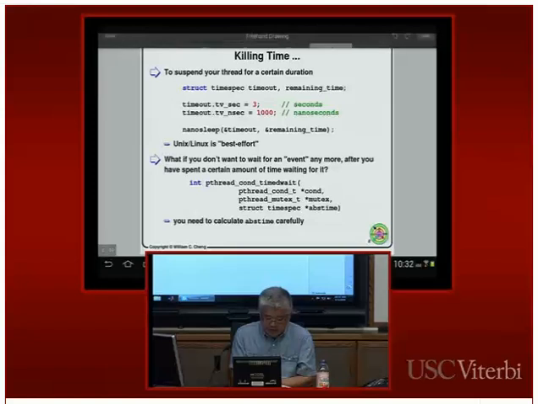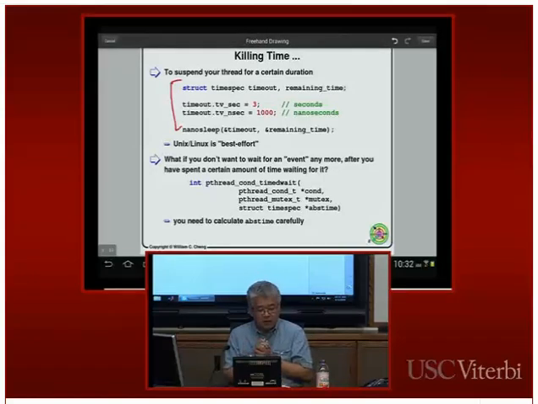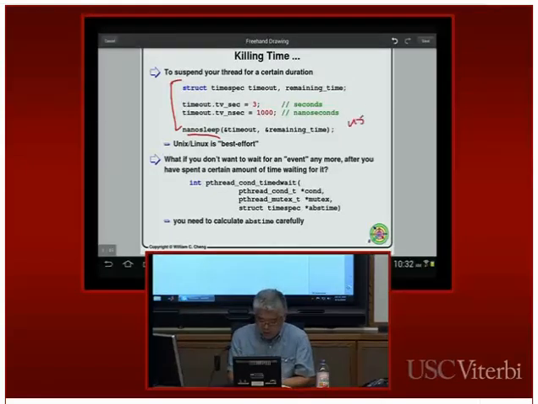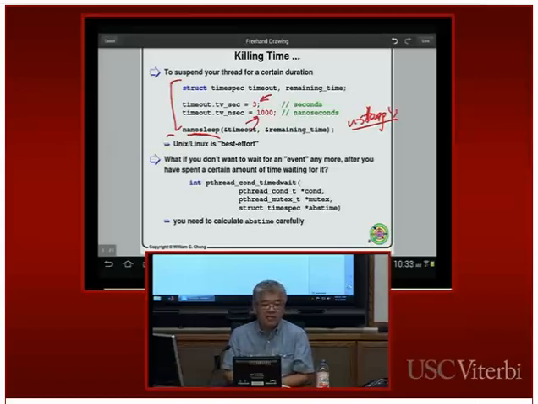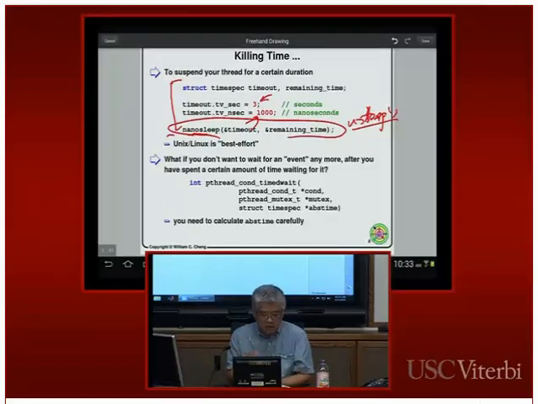When you are sleeping, normally, you suspend your thread for a certain amount of time. There are these functions called sleep, nanosleep, or usleep, right? Usleep, S-L-E-E-P, sleeps for a certain number of microseconds. Nanosleep sleeps a number of seconds and nanoseconds, etc. So in this example, it will sleep for 3 seconds plus 1,000 nanoseconds, so 3 seconds plus 1 microsecond, okay? And then this function will suspend your thread for that amount of time, and then will return.